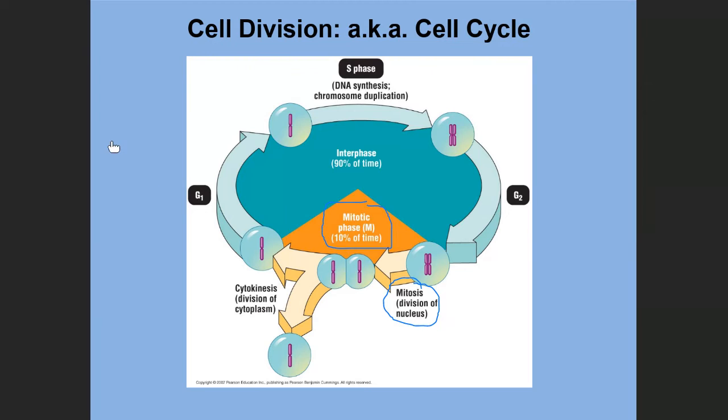Except eukaryotic cells aren't just made up of a nucleus. Eukaryotic cells are also made up of a cytoplasm. So this is where cytokinesis comes in. I say this every semester, and I don't know why students can't separate it. Cytokinesis and mitosis are two separate subphases that make up the mitotic phase. Mitosis is just the division of the nucleus. It's not rocket science. Cytokinesis is division of the cytoplasm. In other words, the entire cell divides, separating those two new nuclei into separate cells.